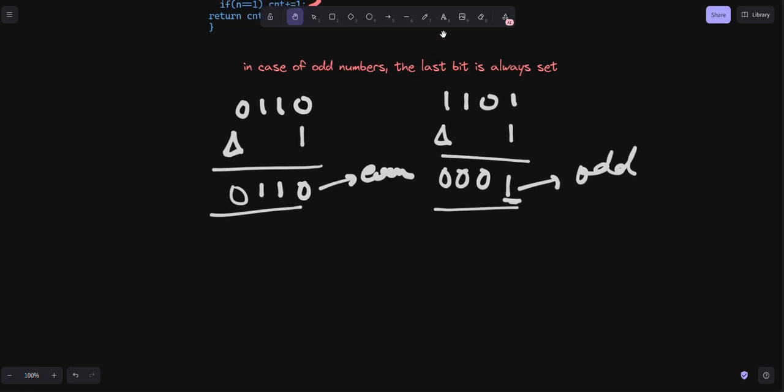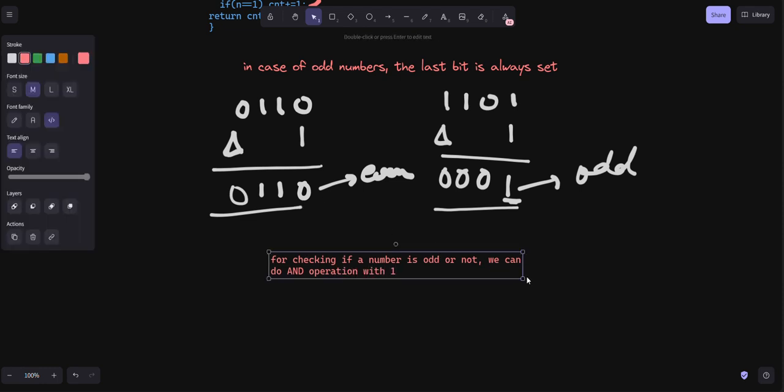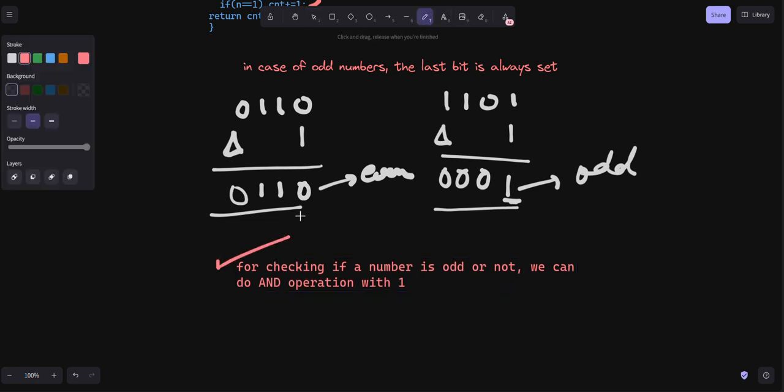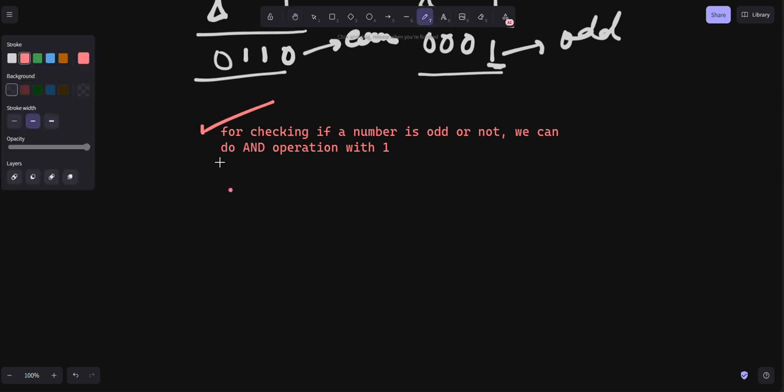So for checking, I will write one more conclusion here. For checking if a number is odd or not, we can do the AND operation with 1. So this is really important, even competitive coders use this thing, right?